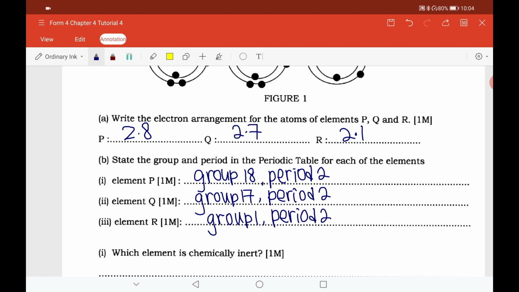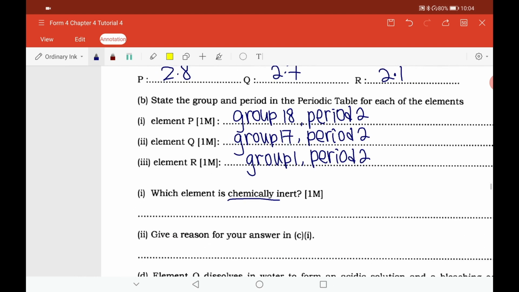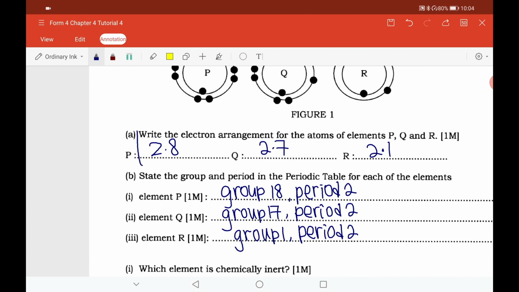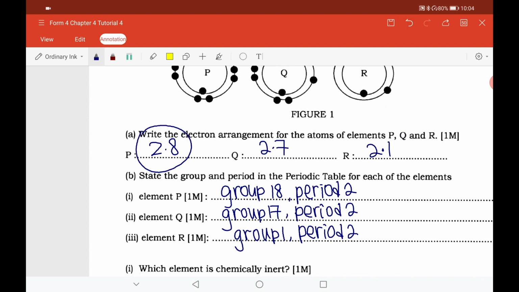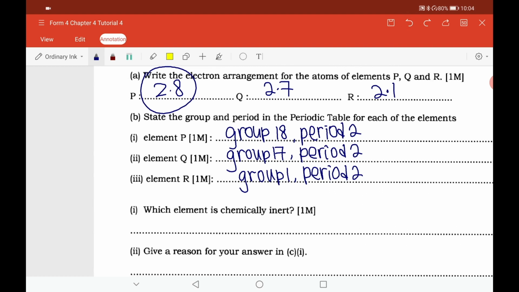Okay, so next one, you need to know which element is chemically inert. Inert means unreactive. So remember, when a substance is unreactive, it must be stable. To be stable, it must achieve octet or duplet arrangement. So we go to check. These 3 substances, is any substance already achieving octet or duplet? This one. Element P already achieved the octet arrangement. So you can write element P is chemically inert.